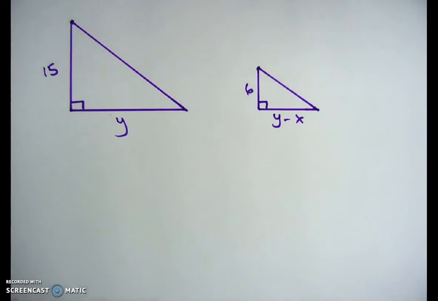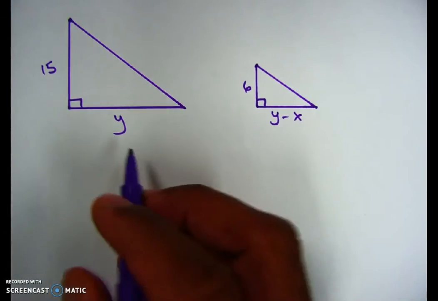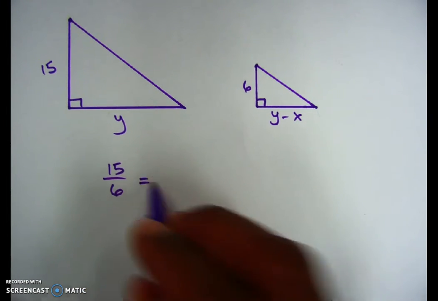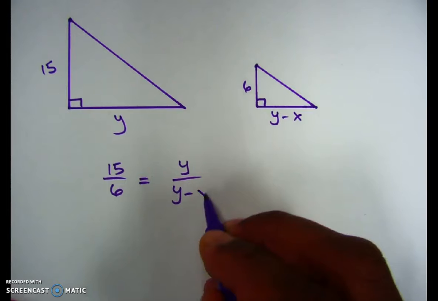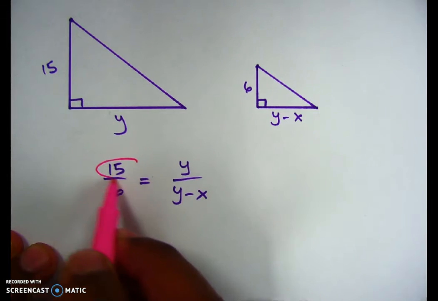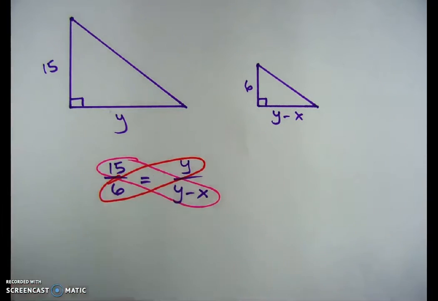Okay, so one thing we know about similar triangles is that corresponding parts are proportional, or we can set up a proportion that looks something like this. 15 over 6 equals y over y minus x. Okay, and then from this point we can cross multiply. Some of you guys probably know this as the butterflies. Do that. You do that.